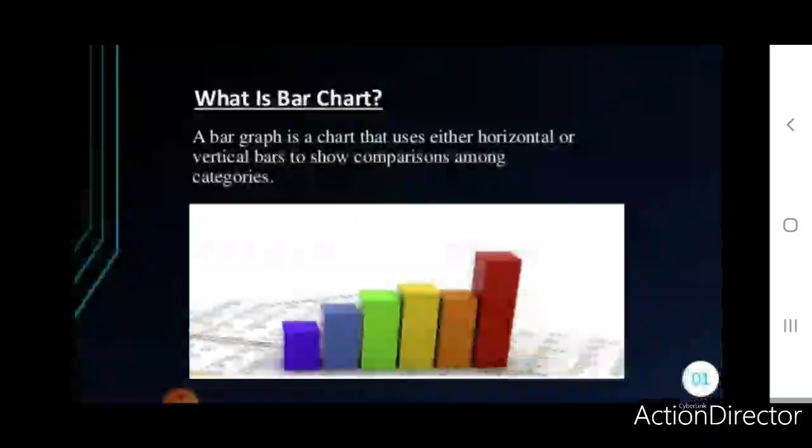Now, the next one is bar chart. What is a bar chart? A bar chart is also known as a bar graph. It is a chart with rectangular bars of length usually proportional to the magnitude or frequency of what they represent. Bar charts are used to compare two or more values. The bars can be horizontally or vertically oriented.